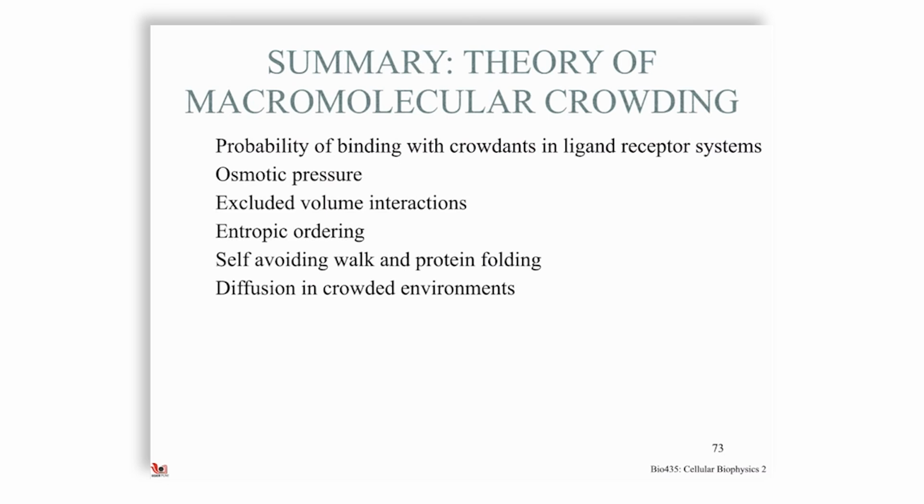probability under the influence of crowding in a ligand receptor system. We talked about two kinds of situations there. One where the crowder and the ligand are of the same size versus one where there's an offset, a ratio between the crowder size and the ligand size. And we got two expressions for probability. I would like you to go back and look at them. We then talked about how osmotic pressure depends on crowding. We delved a little bit into excluded volume interactions, entropic ordering due to viral rods, for which there's some experimental evidence. The theory is a bit trickier.